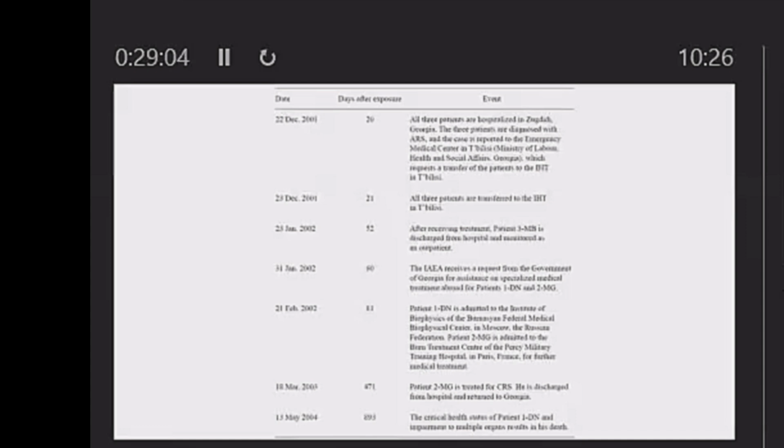On day 60, the IAEA gets involved, okay? And then they start giving them specialized, world-class treatment for ARS, okay? Anyways, they continued to be treated. On day 471, patient 2 lives. He walks out of the hospital, okay? So he was in the hospital for 471 days. Unfortunately, patient 1 died at day 893.